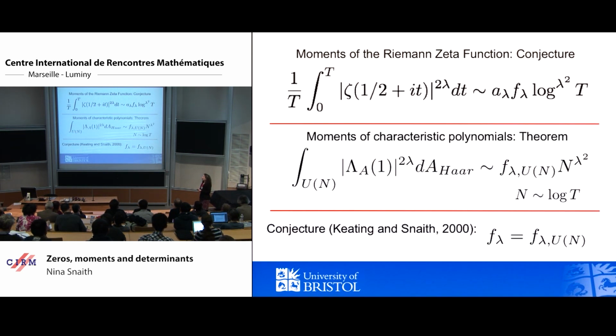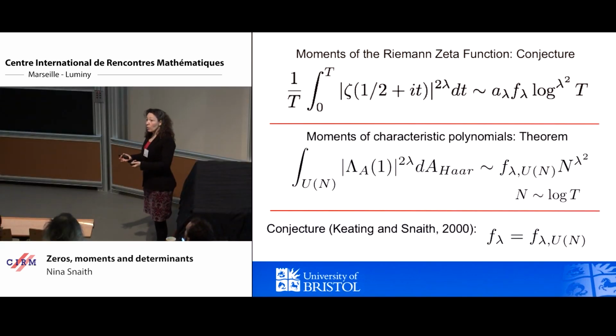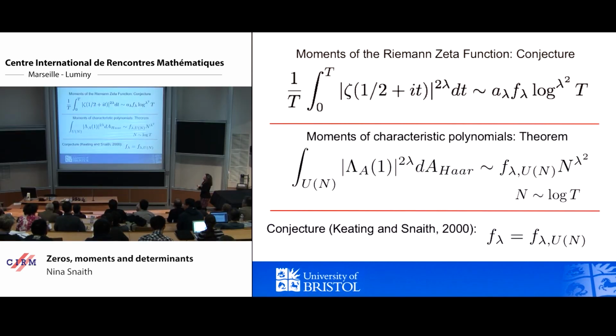They believe it's a rational number, but they're only able to calculate that for lambda equals 1 and lambda equals 2. So the question is, can we do a calculation of random matrix theory using the characteristic polynomial and use it to do something about this really hard calculation in number theory? So we want to mimic this moment here. Instead of the zeta function, we take a characteristic polynomial, because that's the function whose zeros have the same distribution as the zeta function.